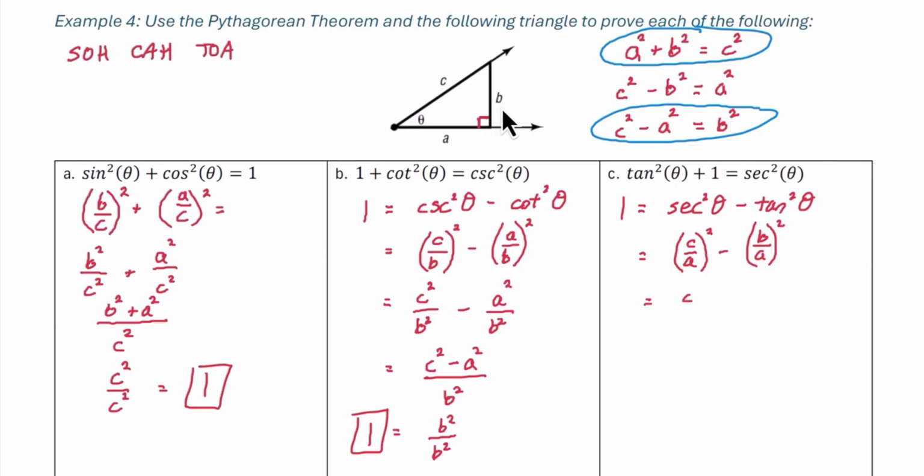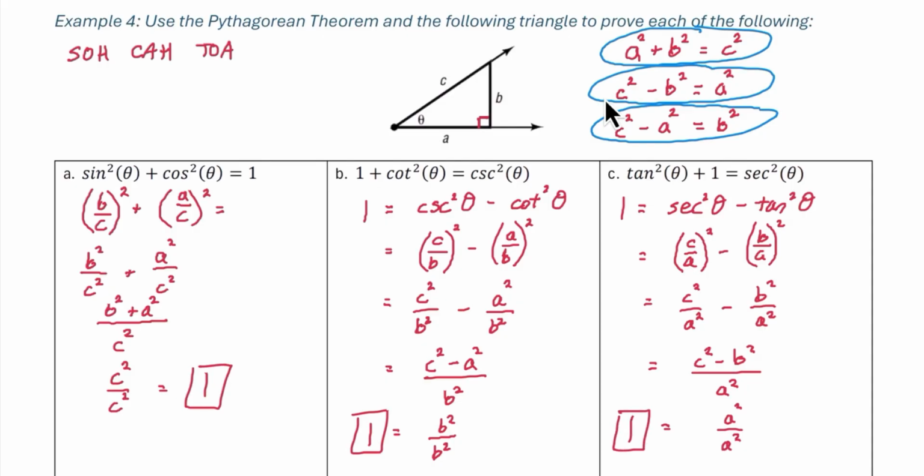We'll rewrite those as c squared divided by a squared minus b squared divided by a squared. Combine those fractions, c squared minus b squared divided by a squared. And recognize up here we have c squared minus b squared is a squared. So let's replace that numerator with a squared. Keep the denominator the same. And note that is indeed 1.